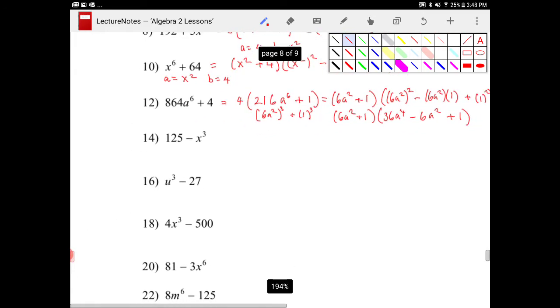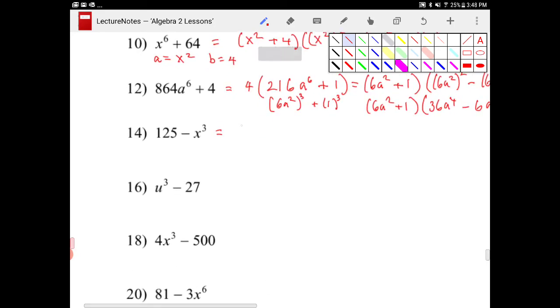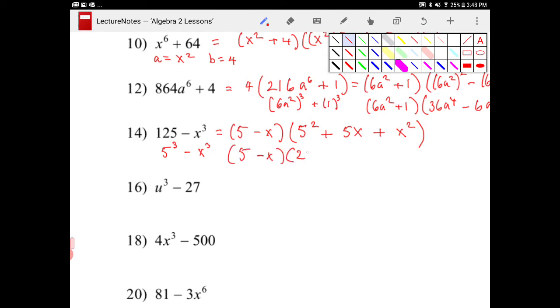All right, moving on. 125 minus x cubed. This is the same thing as 5 to the 3rd minus x to the 3rd. Recognizing that structure, I have 5 minus x times 5 squared plus 5x plus x squared, or 5 minus x times 25 plus 5x plus x squared.